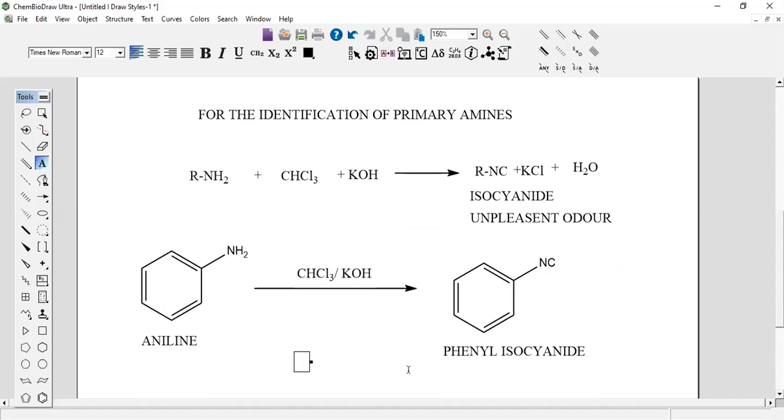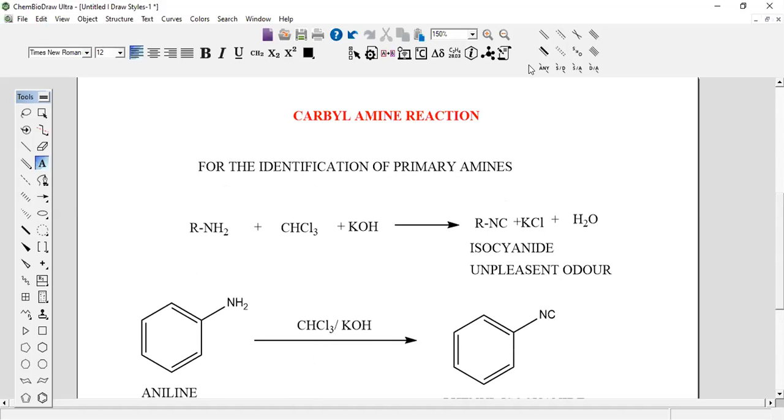For example, when aniline is treated with chloroform in presence of potassium hydroxide, phenyl isocyanide is formed, which has its characteristic unpleasant odor. With the help of the carbylamine reaction, what will we identify? Primary amines. So only the primary amines will give this test. Okay, this is the carbylamine reaction.